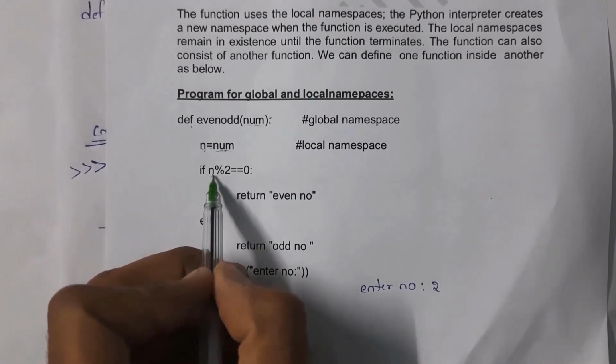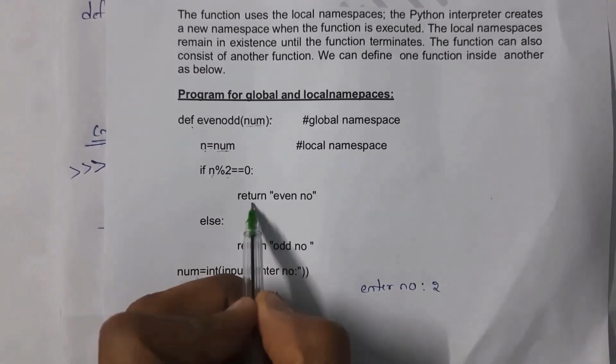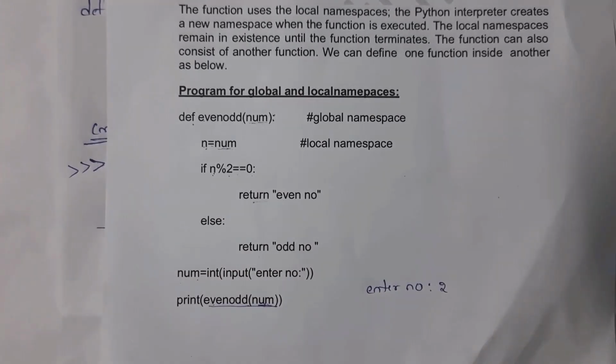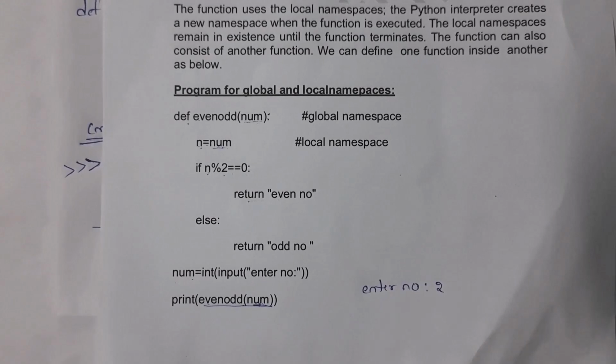And if we divide any number by 2 and get remainder 0, we need to return even number, else return odd number. Here I gave 2. So 2 ones are 2, remainder is 0. So I will get output even number. This is the program for global and local namespaces.